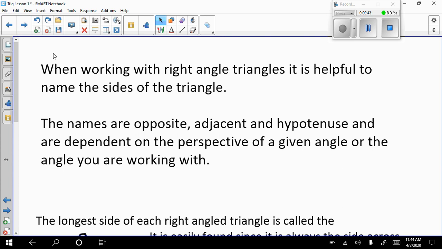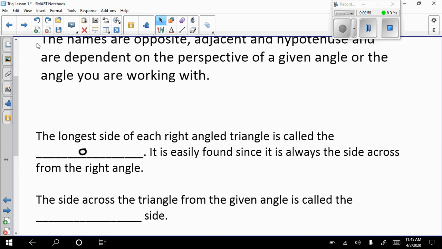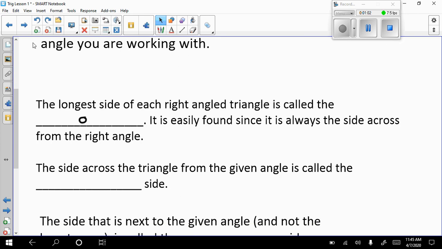The first slide. When working with right-angled triangles, it is helpful to name the sides of the triangle. The names are opposite, adjacent, and hypotenuse. So we're going to use those three names, but they're dependent on the perspective of the given angle, or the angle that you're working with. The longest side of the triangle is called the hypotenuse.